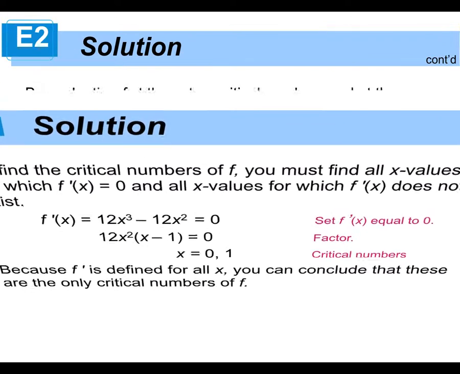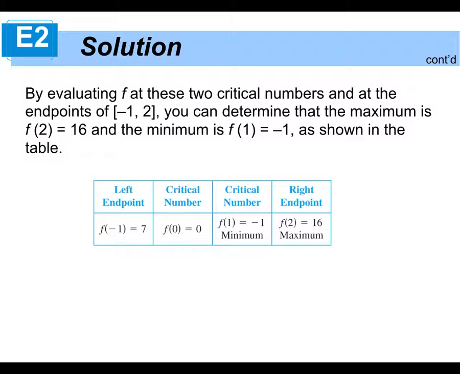Then what I did is I organized a nice little chart here. There's the 1 and the 0 that we used already. So we've got the 0 and the negative 1. But since we're looking for an absolute and it's a closed interval, I have to test the endpoints. It said in the original problem that it was on the interval from negative 1 to 2. So if I figure out what f of negative 1 is, I end up with 7. And if I figure out what f of 2 is, I get 16.